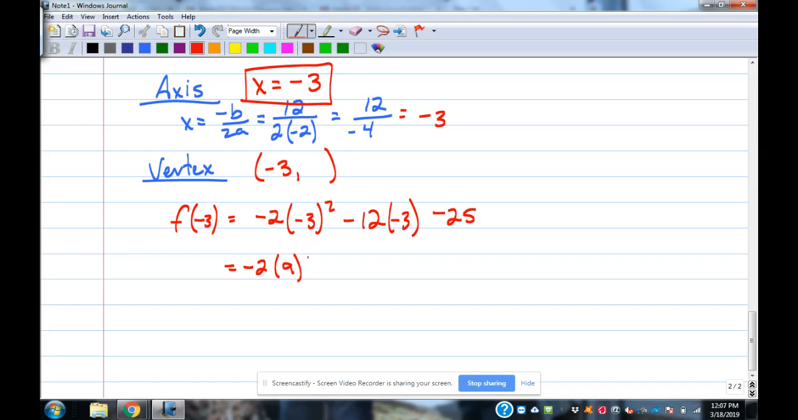So it's negative 2 times positive 9 minus 12 times negative 3 minus 25. So I'm just writing an extra step in there. That positive is important. So negative 2 times positive 9 would be negative 18. Negative 12 times negative 3 is a positive, what's 12 times 3? 36, then minus 25. So negative 18 plus 36 would be positive 18 minus 25. That'd be negative.